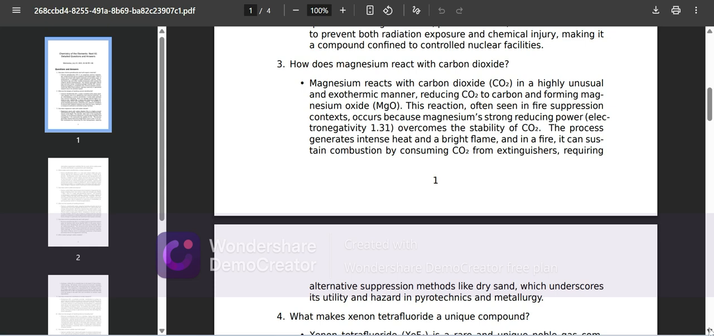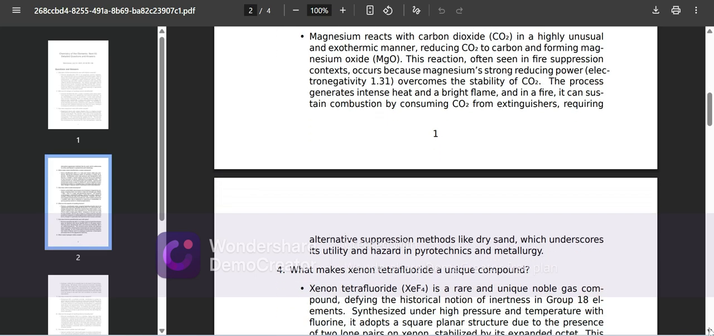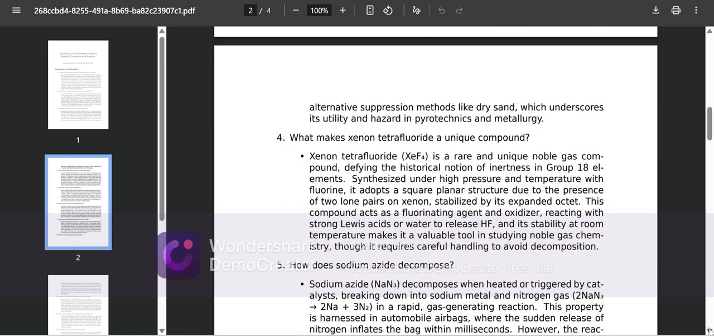electronegativity 1.31, overcomes the stability of carbon dioxide. The process generates intense heat and bright flames, and in a fire, it can sustain combustion by consuming carbon dioxide from existing gases, requiring alternative suppression methods like dry sand, which underscores its utility and hazard in pyrotechnics and metallurgy.